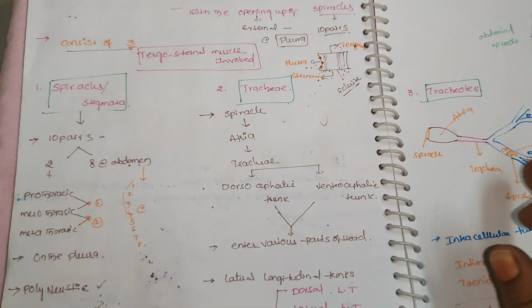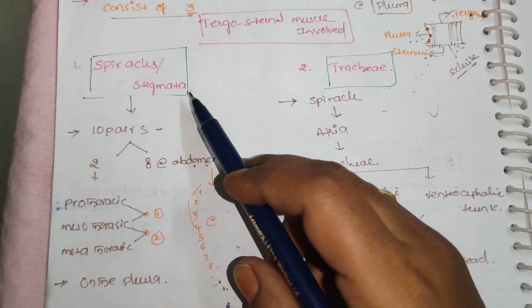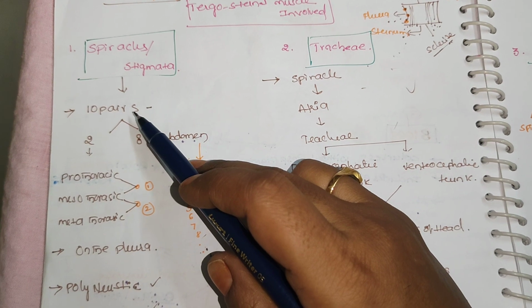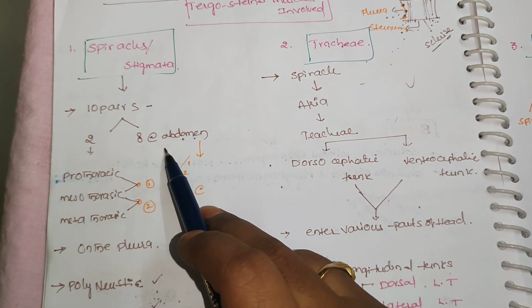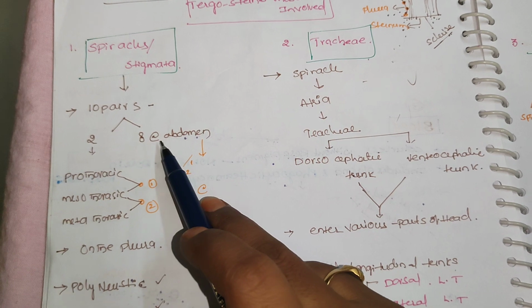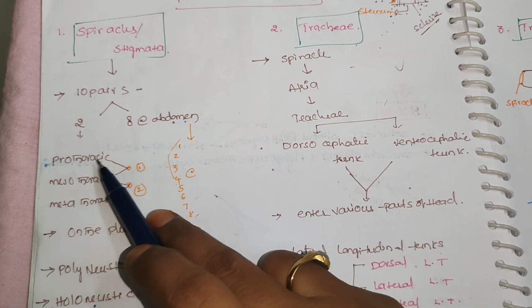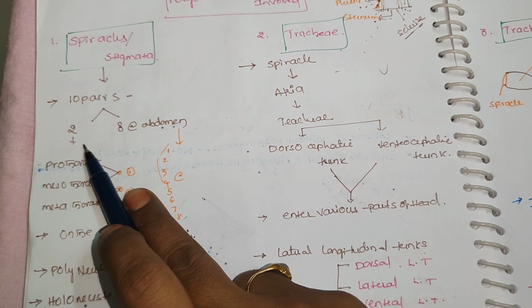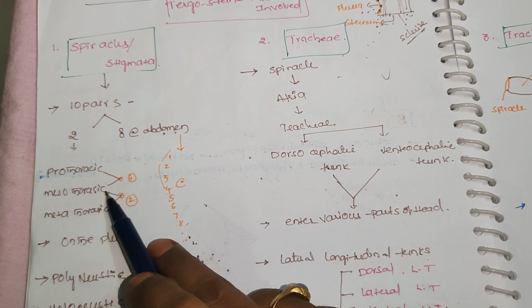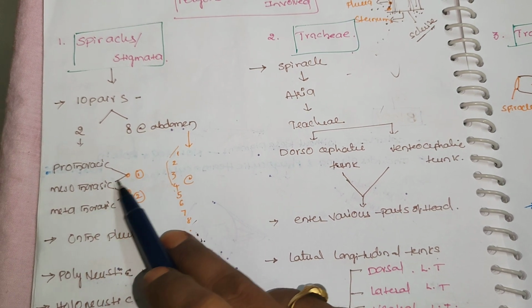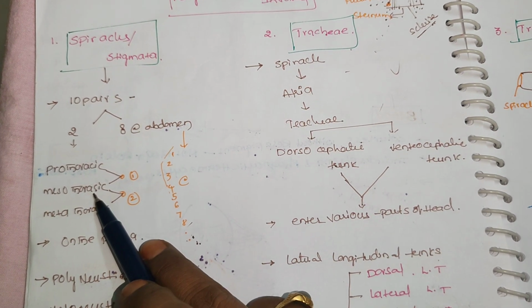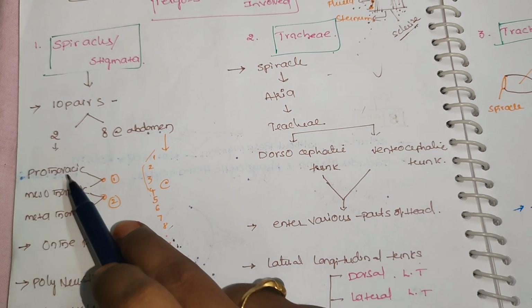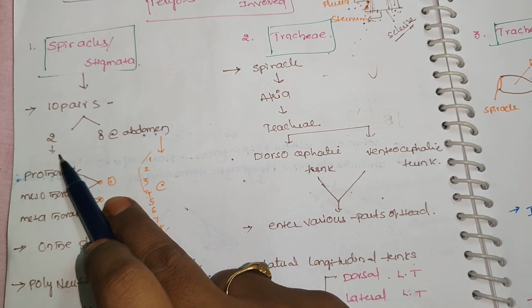So here it consists of three parts. The first is spiracles or stigmata. Spiracles or stigmata are a total of 10 pairs. 10 pairs means 2 plus 8: 2 at thoracic region, 8 at abdomen region. In the thoracic region we have 3 segments, but the spiracles are 2, located at the junction of the pro and mesothoracic, 1, and the junction of meso and metathoracic, 1. So these are the 2 spiracles present in the thoracic region.